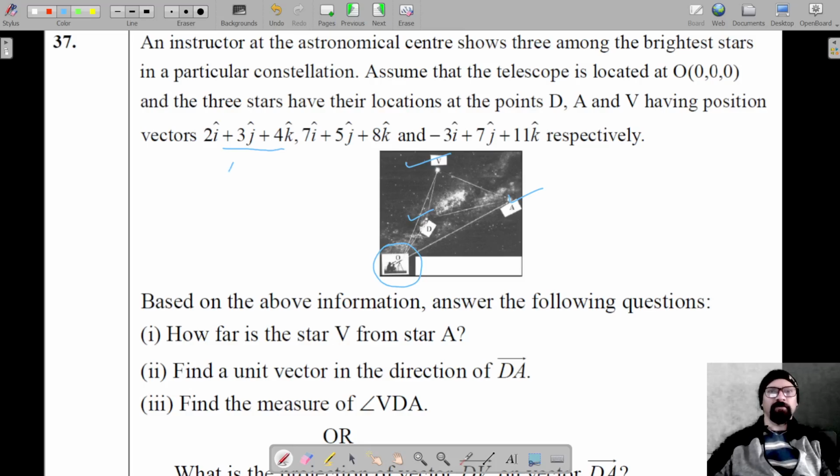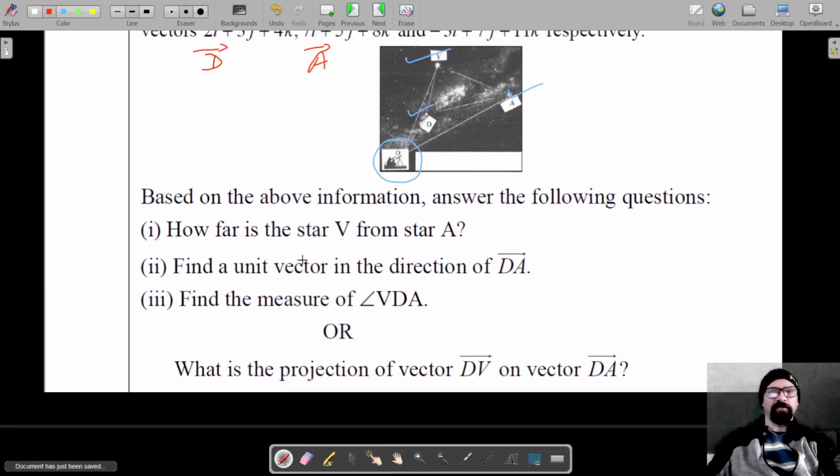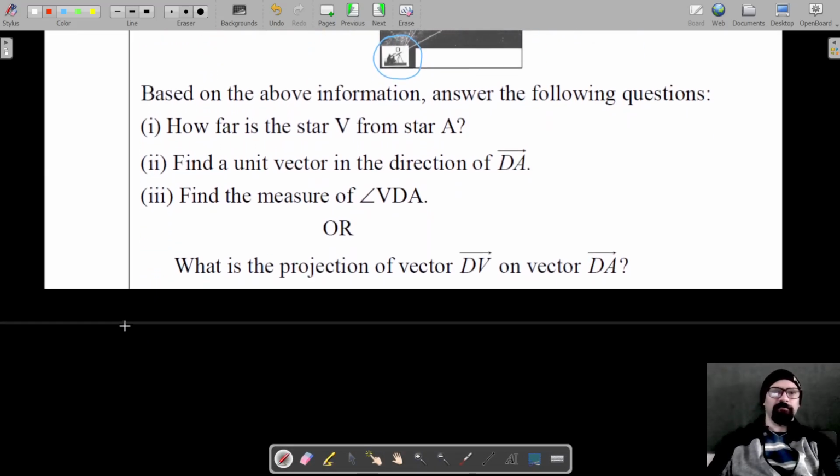This is the position vector of A. Sorry, D. The first one is D. So this is the position vector of D. This is the position vector of A, and this is the position vector of V. So based on the above information, we have to answer the following question. How far is the star V from star A? The first one is we have to find the distance VA.